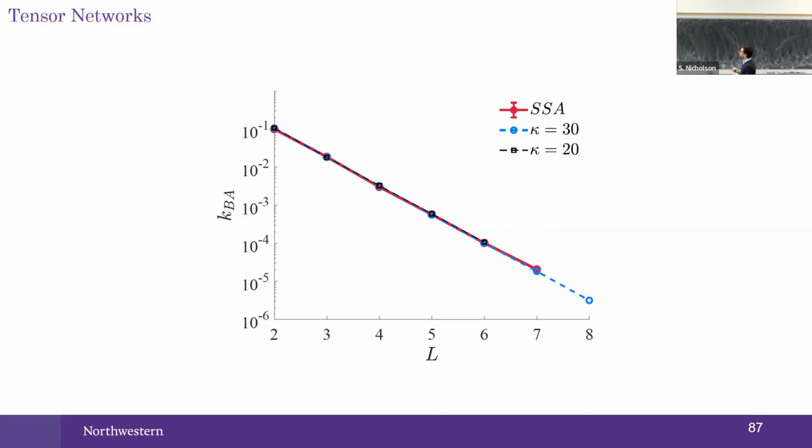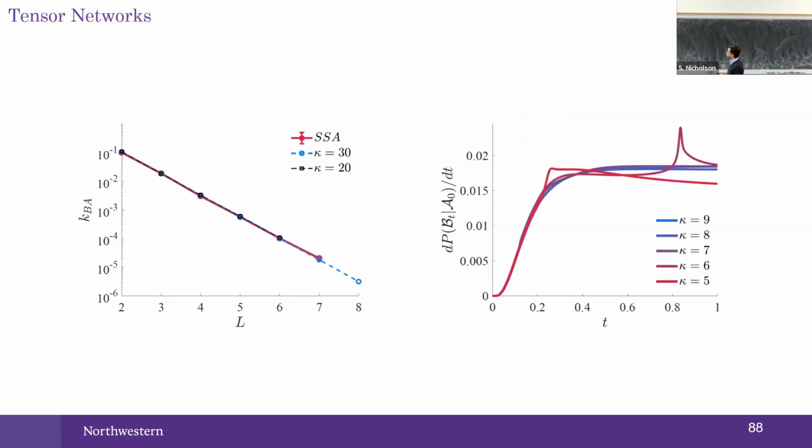But if we set kappa equal to 20, we can calculate the rate up to L equal to 6. And then, as we'll see in a second, our bond dimension is no longer large enough to accurately model these high dimensional distributions, and so we need to go up to a bond dimension of 30. Then we can push beyond where we're able to go with our direct Gillespie sampling. So what goes wrong if you keep it at 20? Well, how do you know? This is what goes wrong.